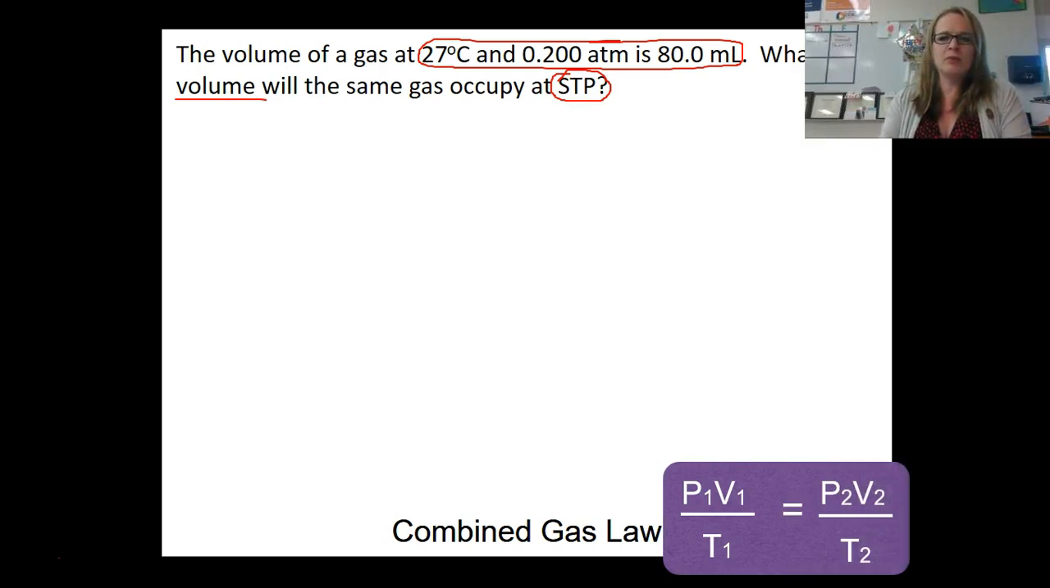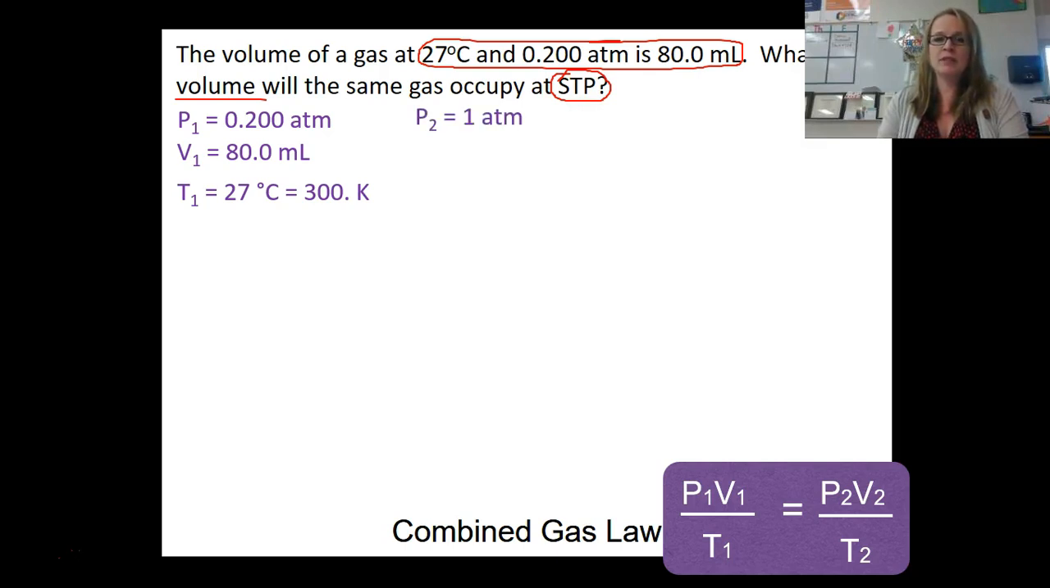So let's go ahead and pull this out. P1, 0.2, V1, 80, T1, 27, but that's really 300 Kelvin. And notice I put a decimal on the end to keep it to sig figs. P2, 1 atmosphere. Now that's an exact number at this point because it's a constant, and so it's not going to limit us for sig figs. V2, I don't know that one because they're asking for it. And then T2 is 0 degrees Celsius, which is just 273 Kelvin.